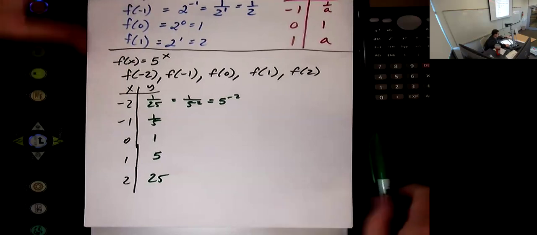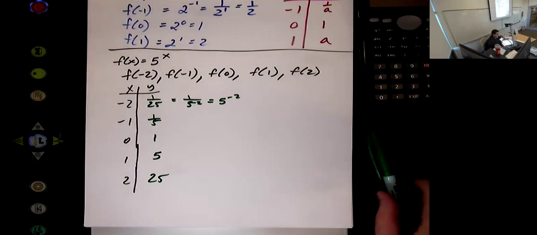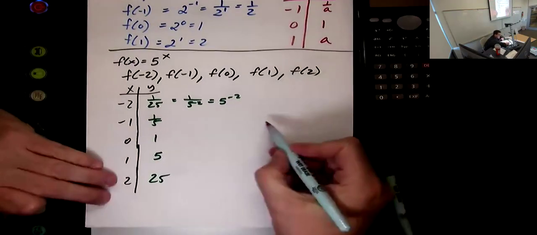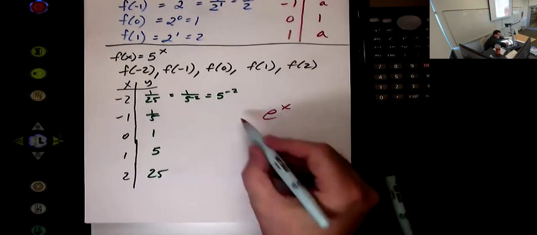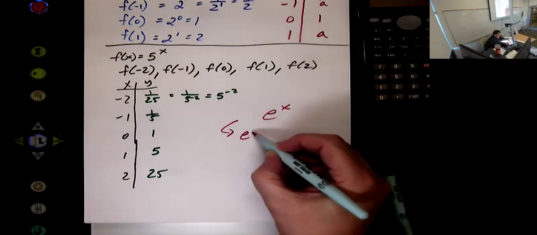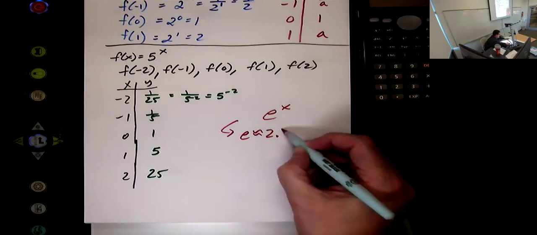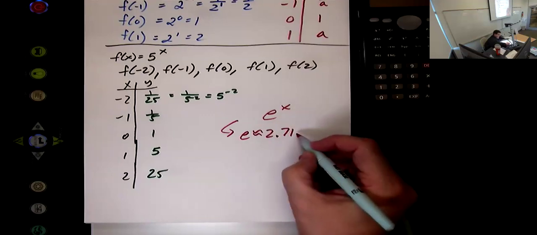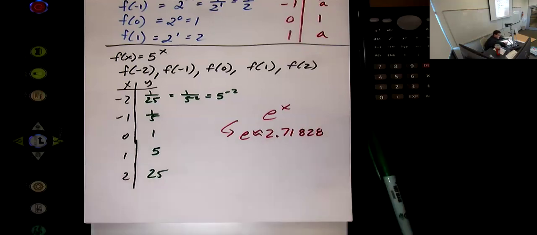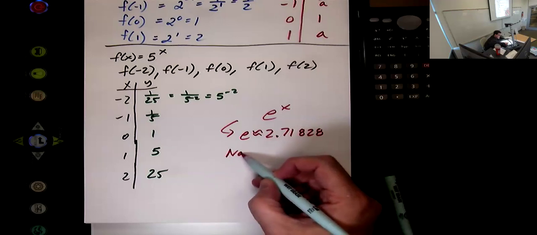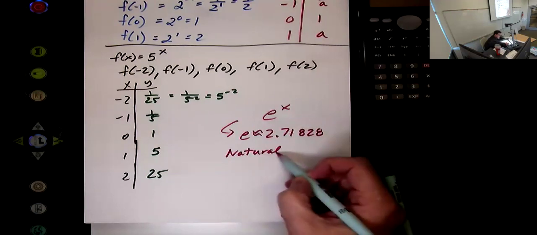I did mention e as a base, and I didn't tell you what it was. So I said e to the x is a common one. e is approximately 2.71828. It's called the natural exponent because it shows up in nature a lot.